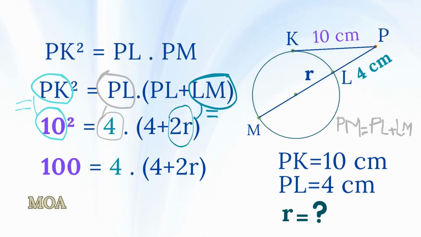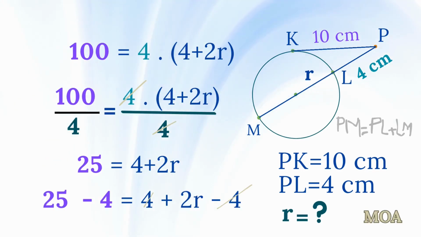Now, apply the tangent-secant theorem. The square of the tangent equals the external part times the whole secant. So, 100 equals 4 multiplied by the quantity 4 plus 2r. Let's write that equation. 100 equals 4 times the sum of 4 and 2r. Now, we have the equation 10 squared equals 4 times the quantity 4 plus 2r.